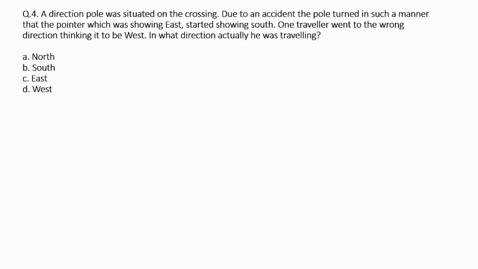Next question. A direction pole was situated on the crossing. Due to an accident, the pole turned in such a manner that the pointer which was showing east started showing south. So first draw our natural figure.